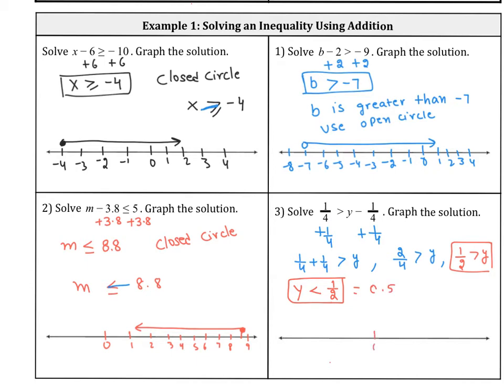Now on a number line, 1 over 2 or 0.5 would be here, and you're going to use an open circle, and the graph is going to go in the less than direction, because y is less than a half, or less than 0.5.